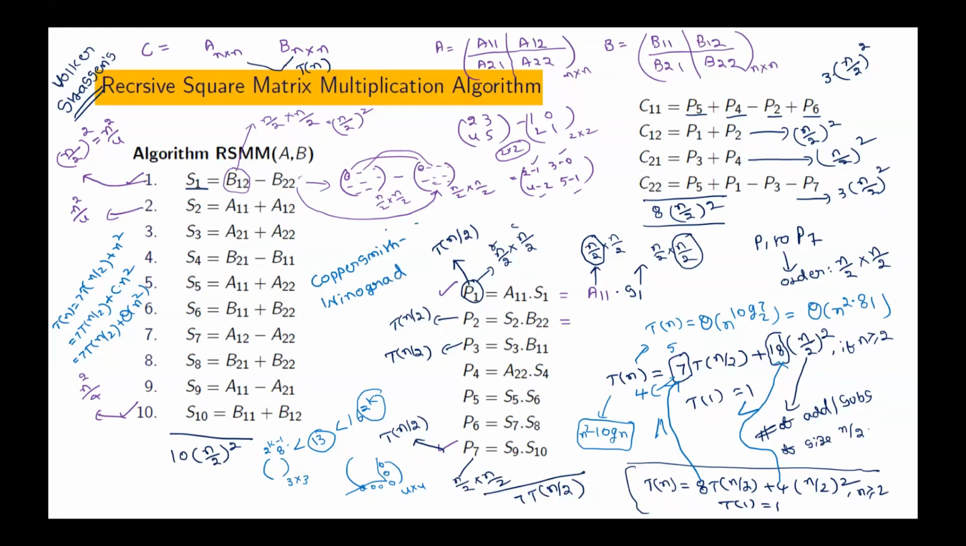Smith, Winograd. N power 2 point something. I don't remember exactly the points of it. It is very much better than this algorithm.